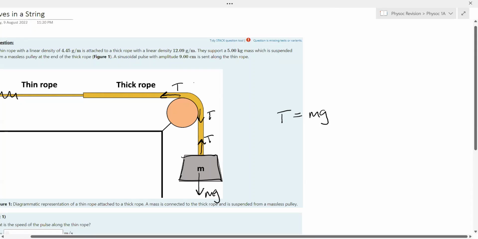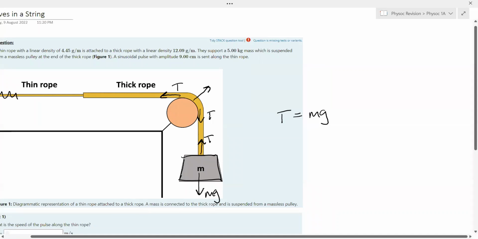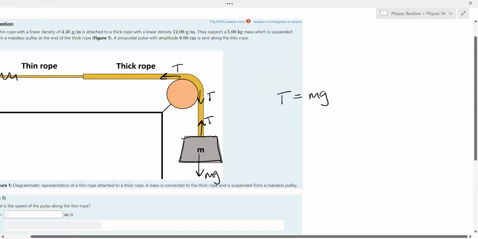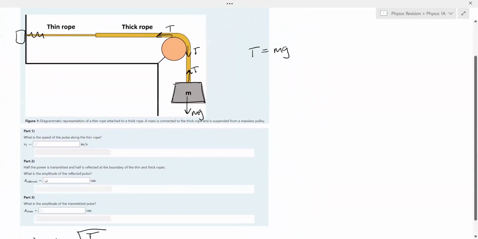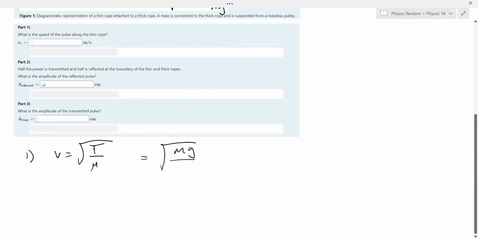I know it's a little bit weird because we have this angle here. It's hard to tell if it's going to be in equilibrium because they're not in the same direction. But we'll assume we have some sort of reaction force here that makes this true. Cool. So our tension force is just going to be mass times gravity of our object that's hanging over the edge. And then our linear density was given.